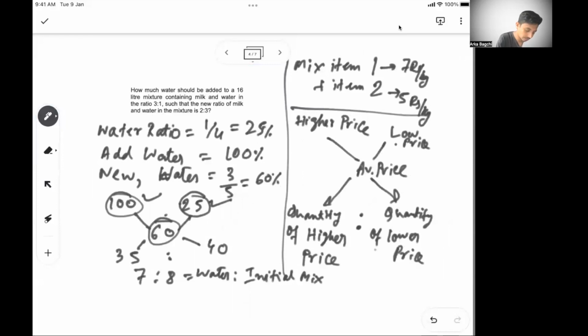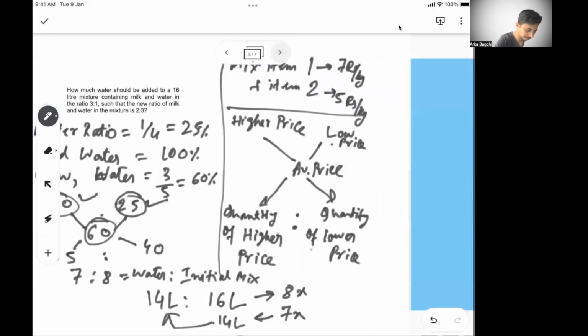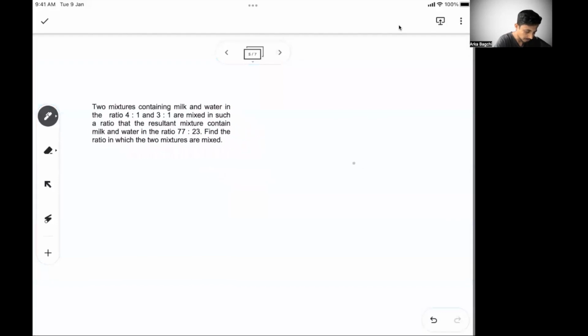The initial mixture, they have said already, is 16 liter. So 16 liter corresponds to 8x, then 7x corresponds to 14 liter. So you need to use 14 liter of water and mix with 16 liter of mixture to get the resultant mixture where the ratio is 2:3. Hope it's clear. Let's move on.